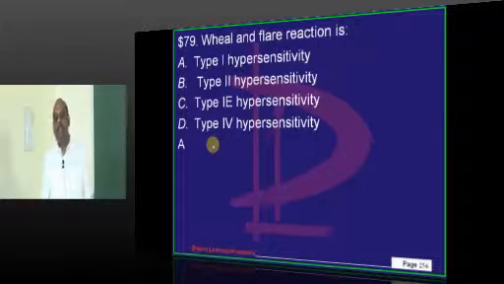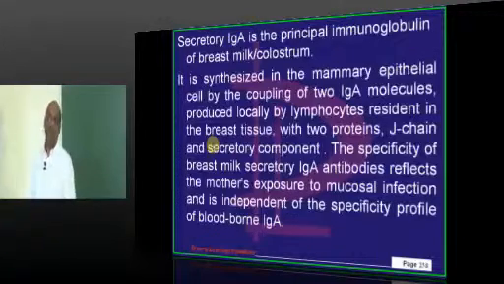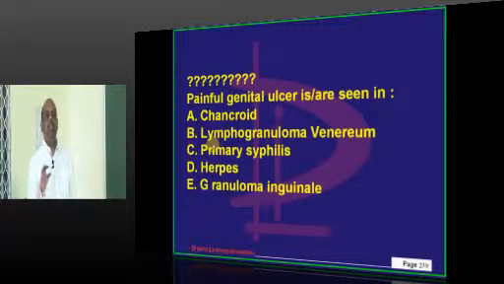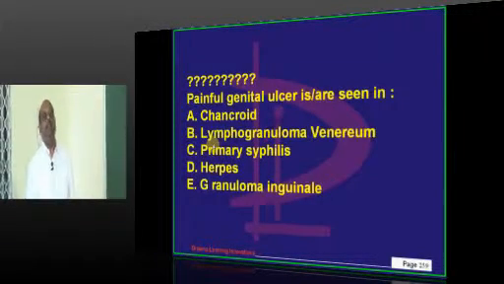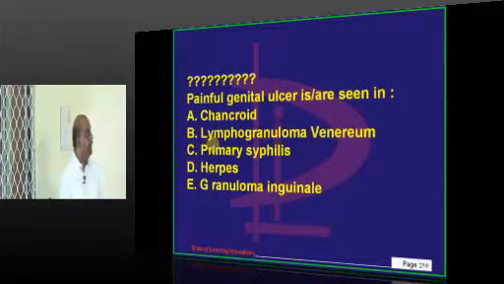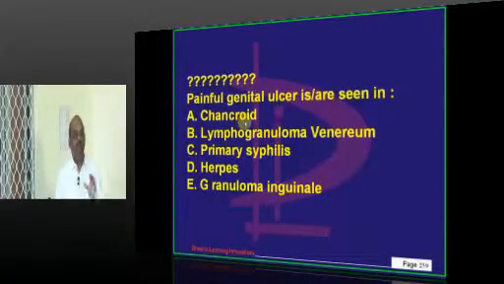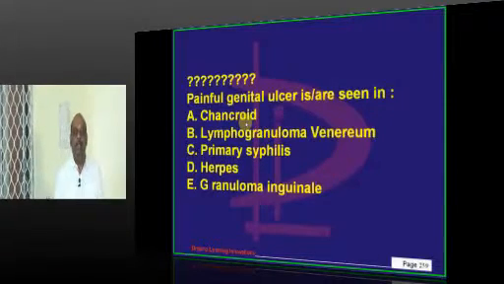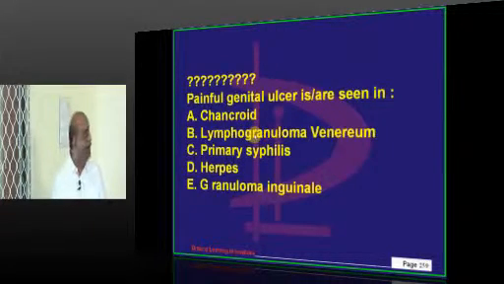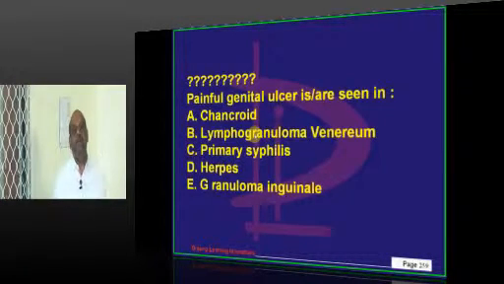Wheal and flare is the type 1 hypersensitivity reaction. In breast milk you have secretory immunoglobulin, which is A. Give me one confident answer. Painful genital ulcer, where do you come across it? Painful genital ulcer. Who will give me the confident answer? STDs, doctor. Among the top 627 topics, at least in the past 15 years, without failing, every examiner gave a question. Chancroid, herpes, syphilis, LGV, granuloma inguinale, without failure you have to remember.